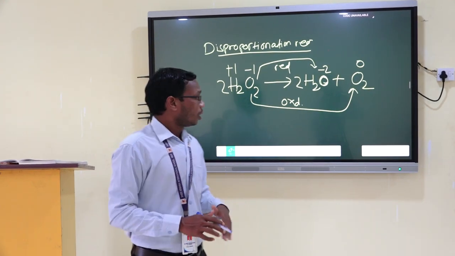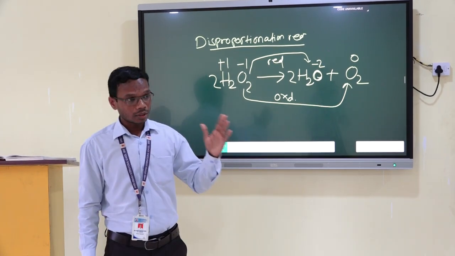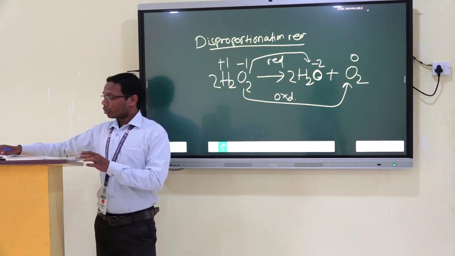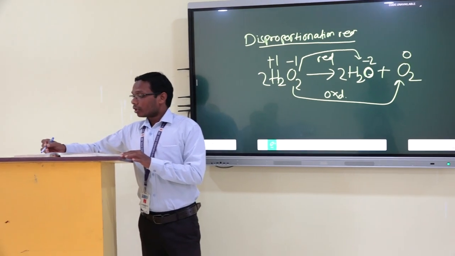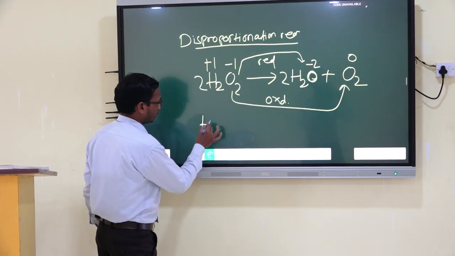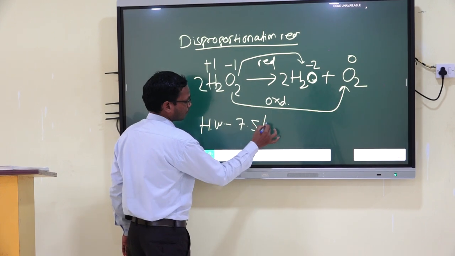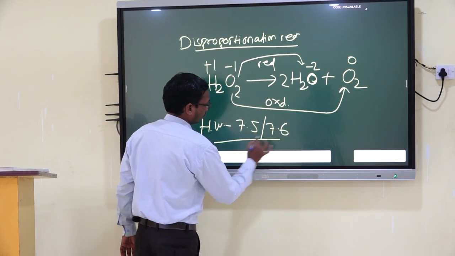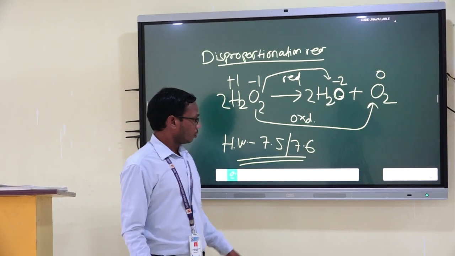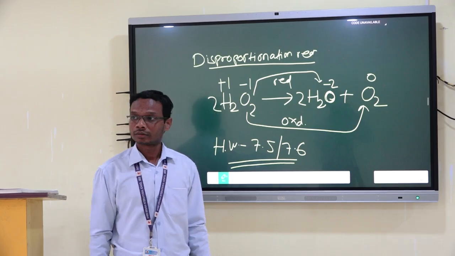So this is all about redox reactions with oxidation number. Now for today your homework is problems 7.5 and 7.6. You have to do these two, and tomorrow again we will discuss this. Okay? Fine? Okay, thank you.